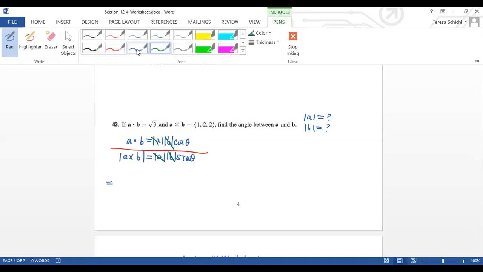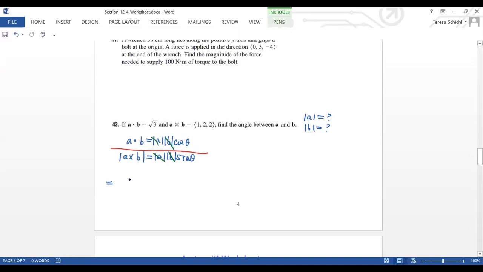So what is the cosine theta over sine theta here? That will be the cotangent, right? So cotangent theta is equal to the A dot B over the length of the A cross B. Am I right? Okay, so now let's take a look at the length of the A cross B.